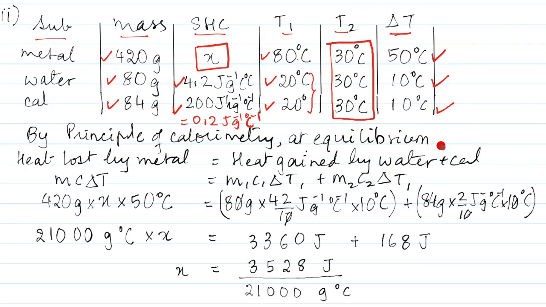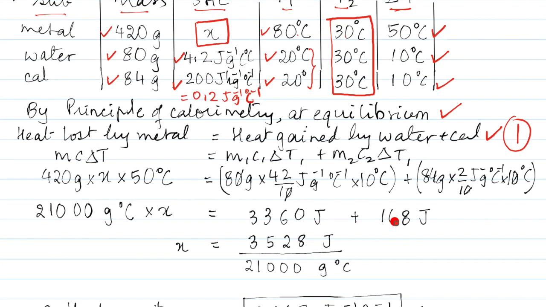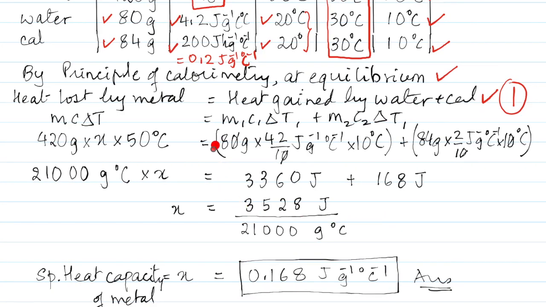By the principle of calorimetry, at equilibrium, heat lost by the metal, because it is hotter at 80 degrees C, will be equal to heat gained by the water plus calorimeter. Okay, so to write this, it will be your first mark. Alright, then the correct substitution. Can you see the correct substitution? Can you see this step? This will be important. This will be for 2 marks. Okay, and then to calculate all this and getting this, that will be for 1 mark.